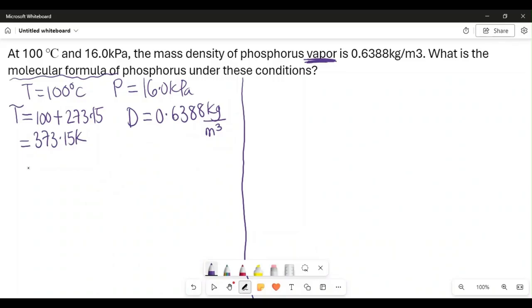Well, we first of all write out our perfect gas equation. We have PV equals nRT. We see that we've got temperature, we see that we've got pressure, we see that we have the gas constant, because the gas constant is a constant. So no matter what, you're going to have it in the question.